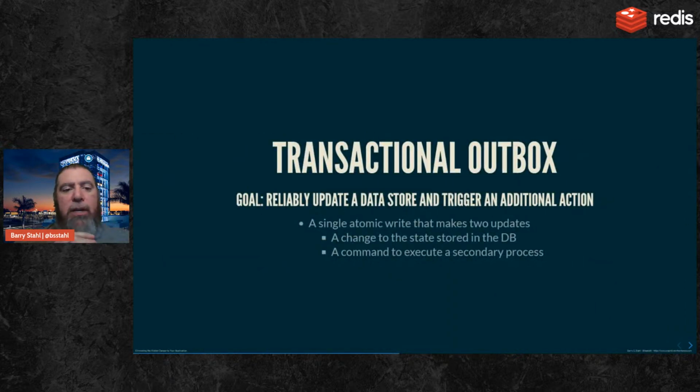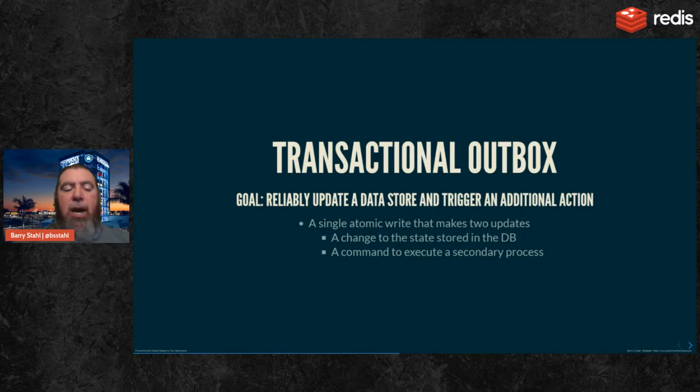So let's jump right in to the first of these, which is the transactional outbox pattern. And the goal of a transactional outbox is to reliably update a data store and then trigger an additional downstream action. So in this case, what we're doing is we're updating the data store. Then we're going to go downstream and say, based on that data store update, we're going to send the email.